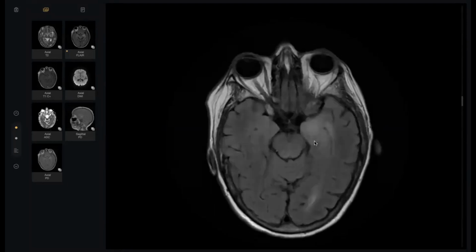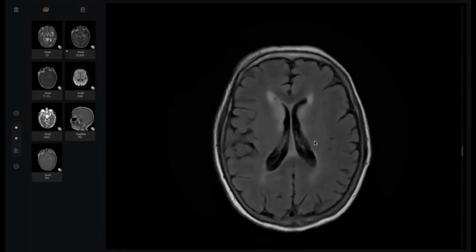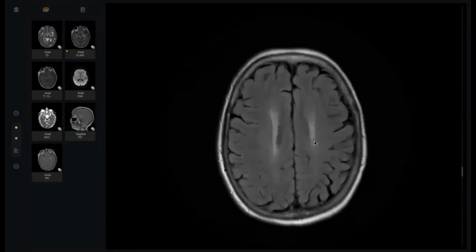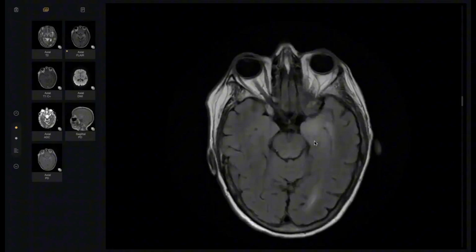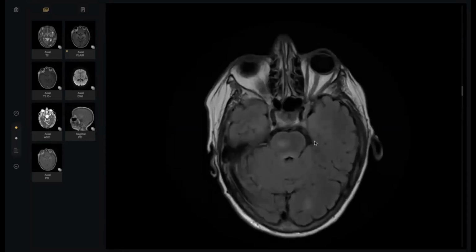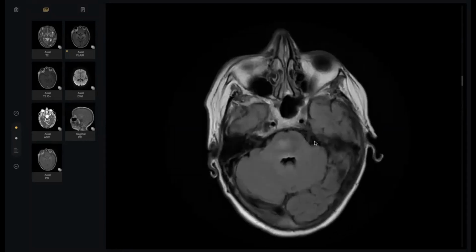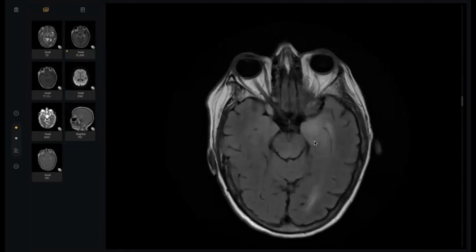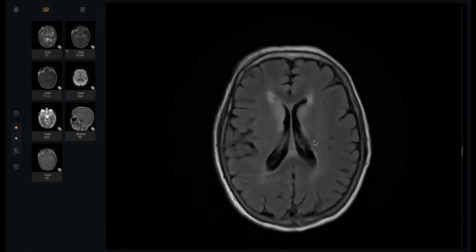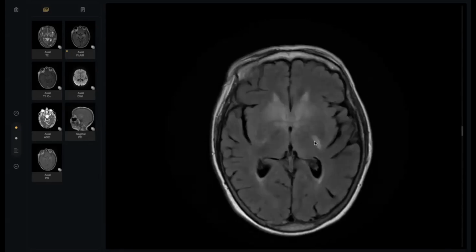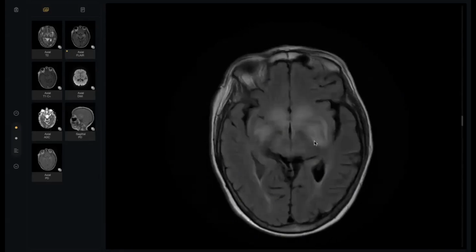Was it sudden in onset? No. Subacute. So this is not an acute finding. It has been gradually going on. I would think that this could be gliomatosis cerebri. It could be a demyelinating process such as ADEM.